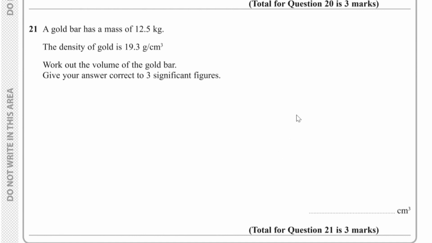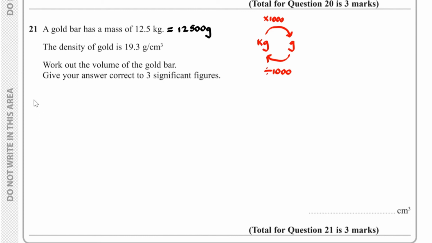Question number 21. A gold bar has mass 12.5 kilograms. The density of gold is 19.3 grams per centimeter cubed. We have to work out the volume of the gold bar. Give your answer correct to 3 significant figures. Well, we've got kilograms and grams. If I multiply by 1000, I can go from kilograms to grams, and if I divide by 1000, I can go from grams to kilograms. So therefore, the gold bar would have mass 12.5 times 1000, which is 12,500 grams.